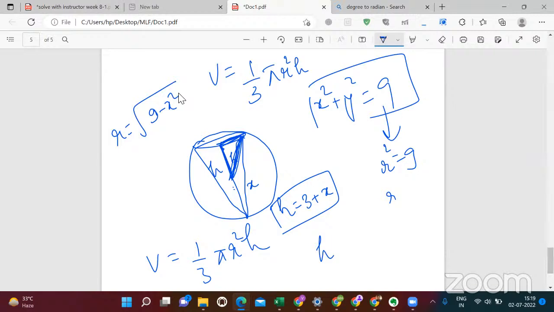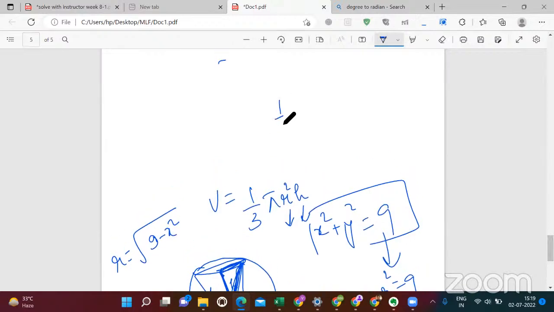Yes, sir. Now I got it. Yes, so r you can put it here. H also you can put. Yeah. So 1 by 3 pi r square you can put it from here.